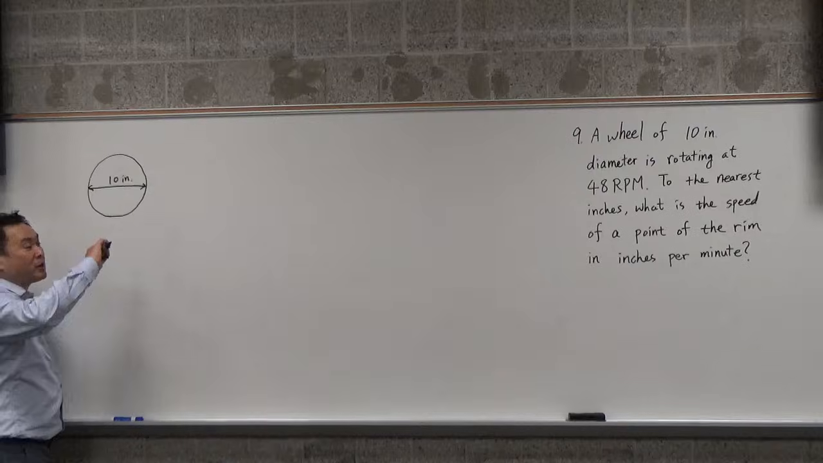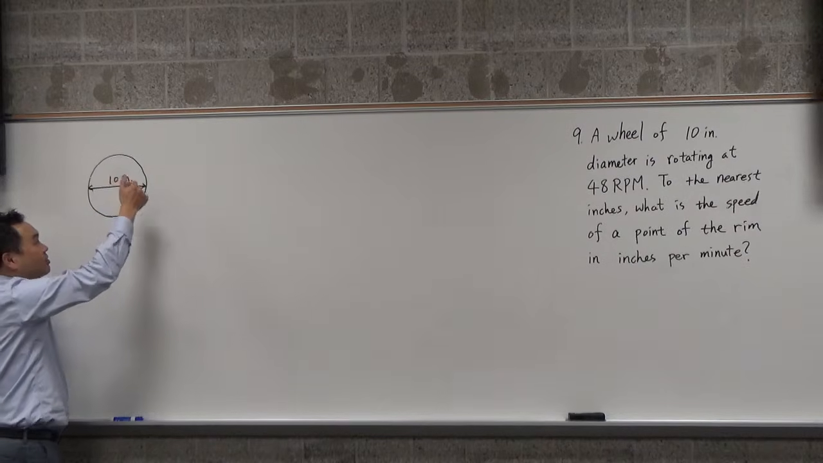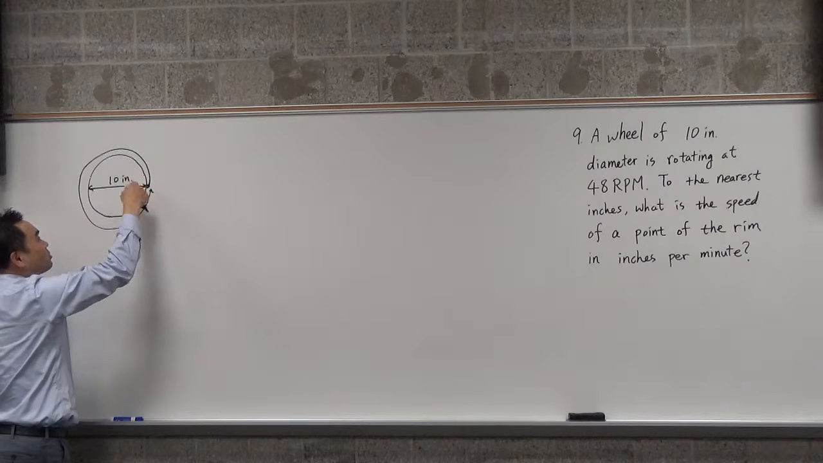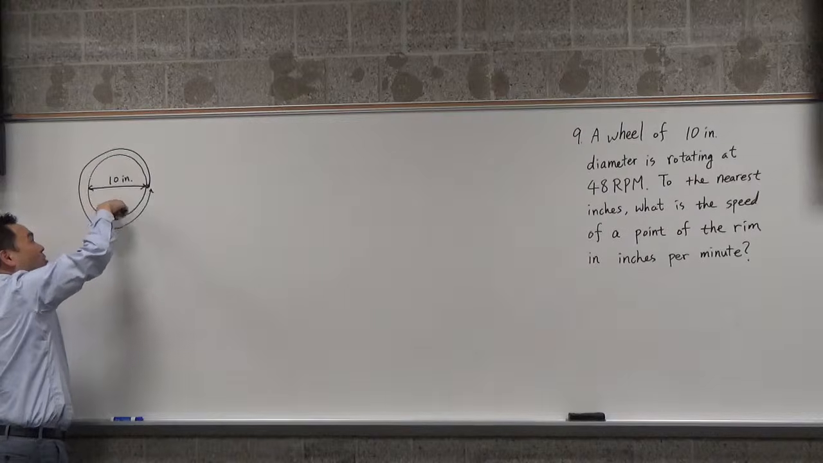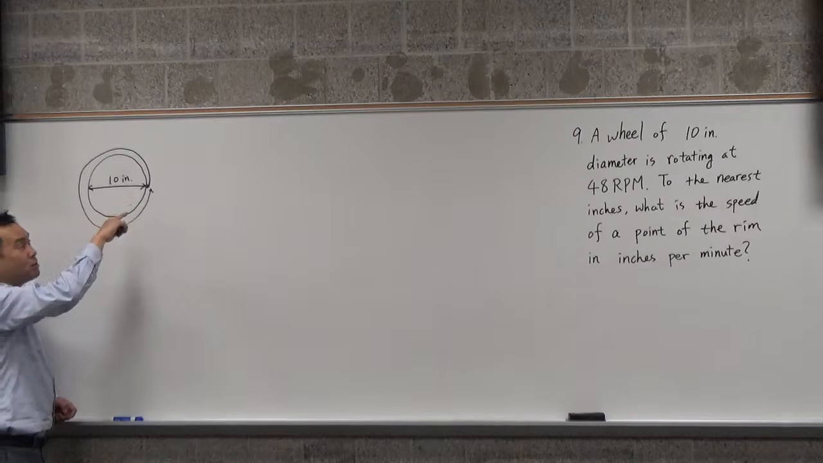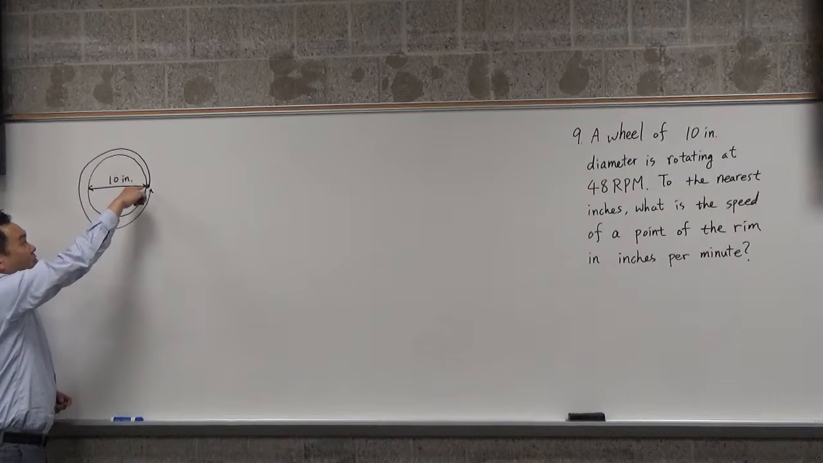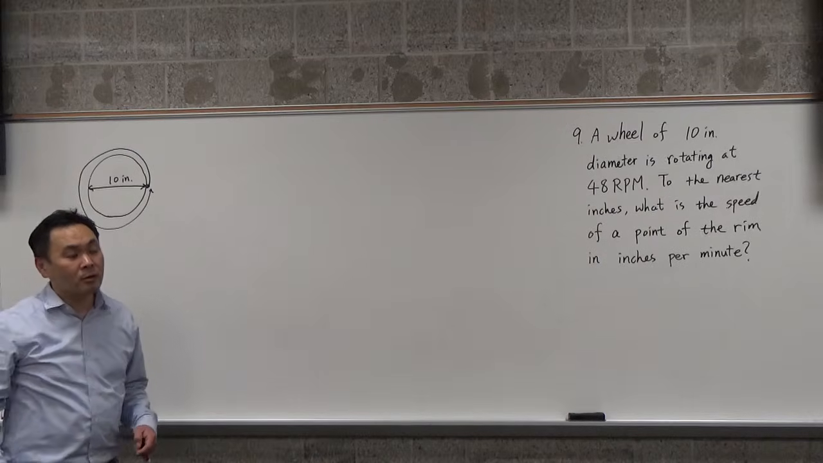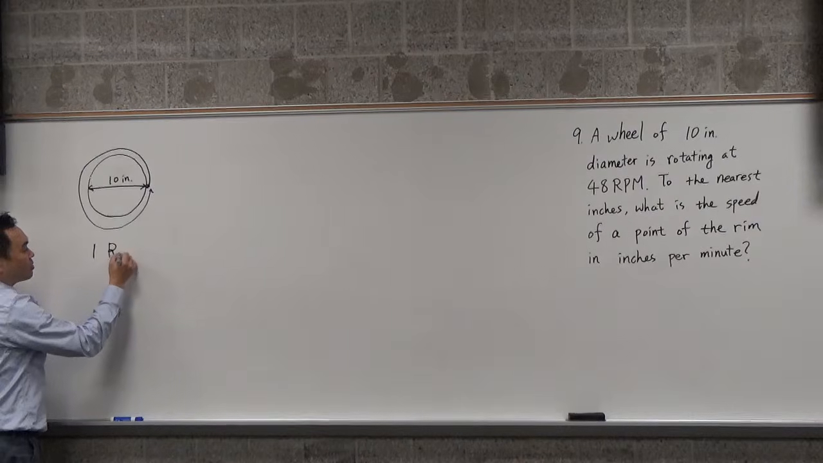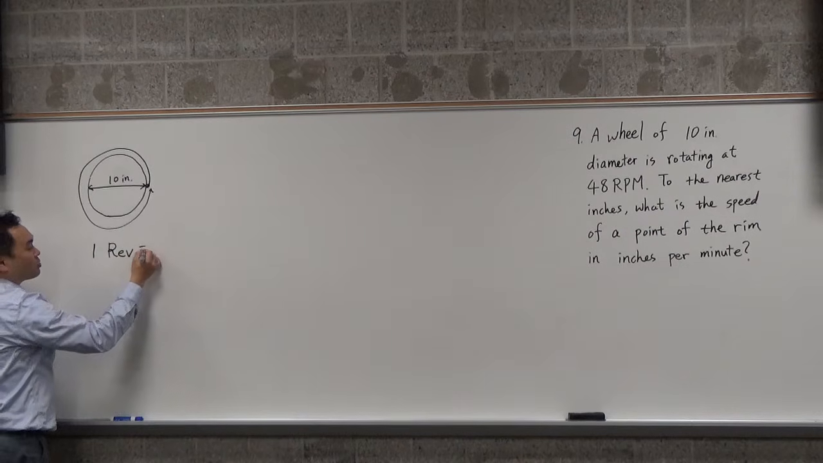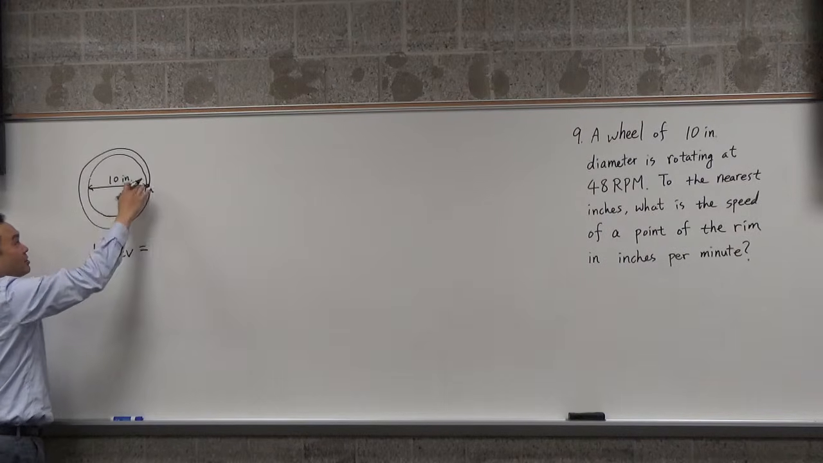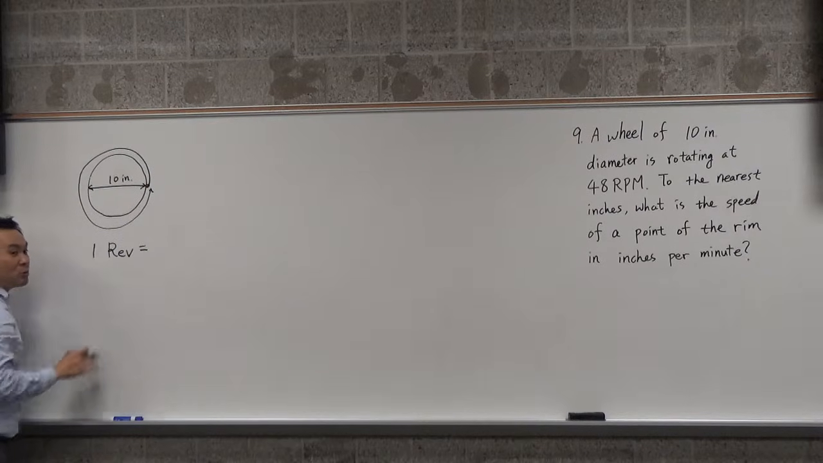And when this wheel rotates once, so let's say it's rotating this way, if it rotates once, then the point on the rim would be traveling along the circumference of the circle, so it would have traveled exactly the circumference of the circle. Okay? So what you want to think first is what one revolution is going to correspond to as in inches. So how far did this point travel if it revolves once?